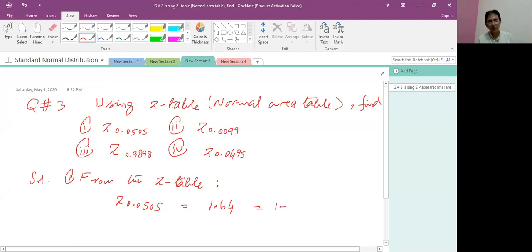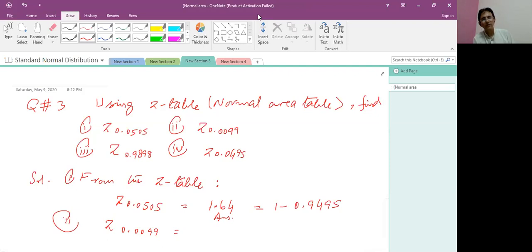So if you subtract 1 minus 0.9495, this will be the answer, 1.64. So this is the answer from the z table. Now the second one, similarly, z is 0.0099 from the z table. Again we see the z table and find the value.